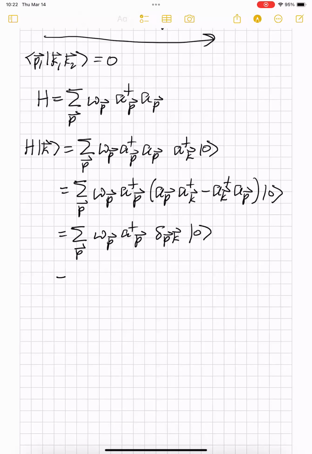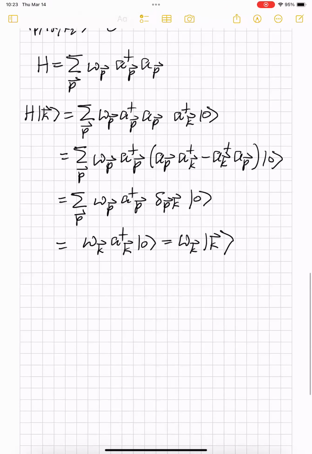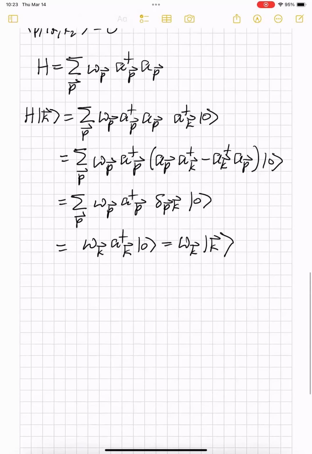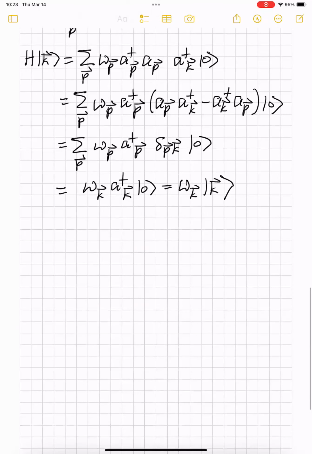And now I can sum over P. Every single term in the sum is 0, except for the term with P equal to K. And in that case, the delta function just gives me a 1. So I'll get omega K, A dagger K on K naught. And this is omega K onto the state K. So indeed, we see that the single particle state is an eigenstate of the Hamiltonian with the correct energy. Let's just do one more example.